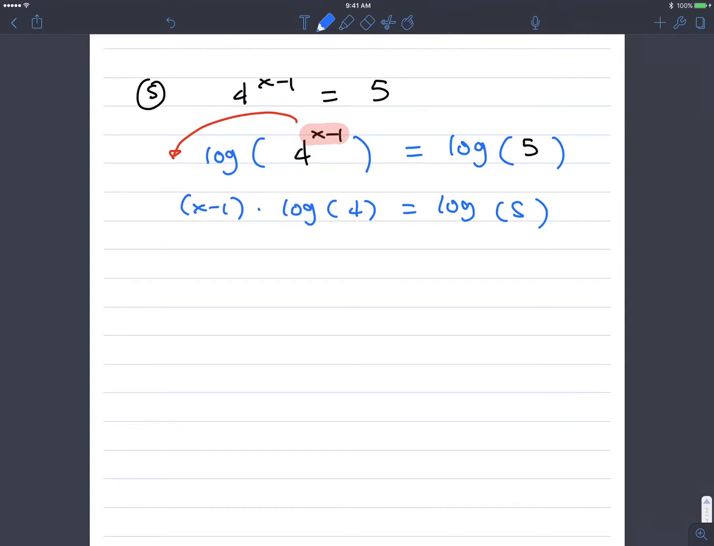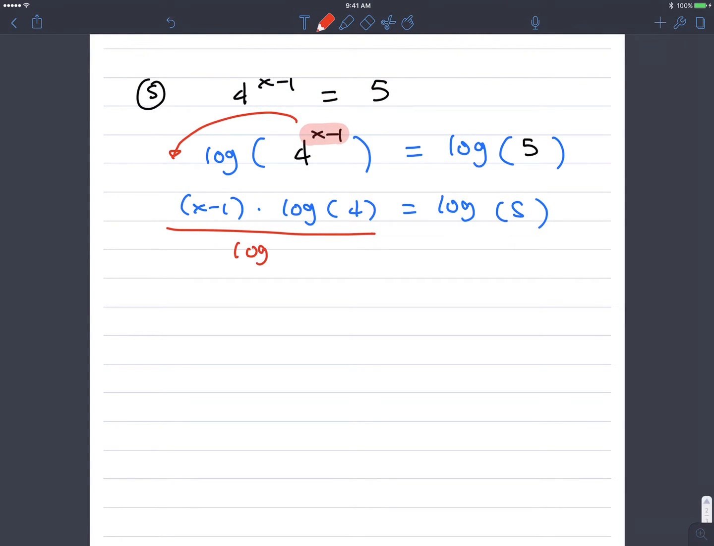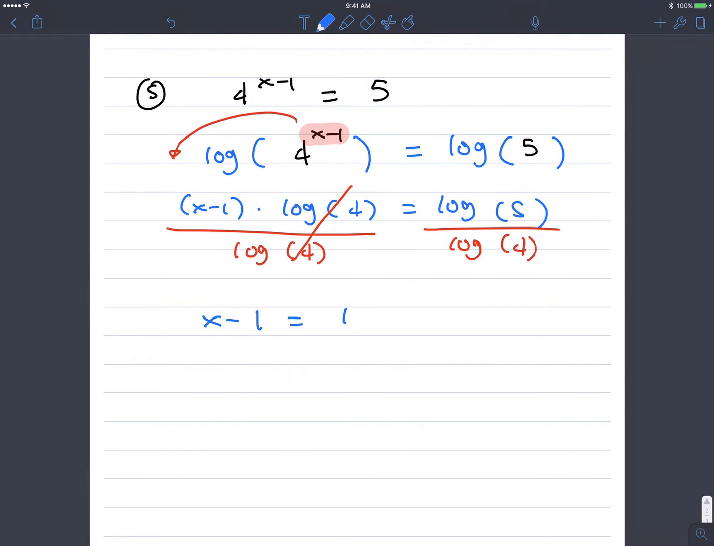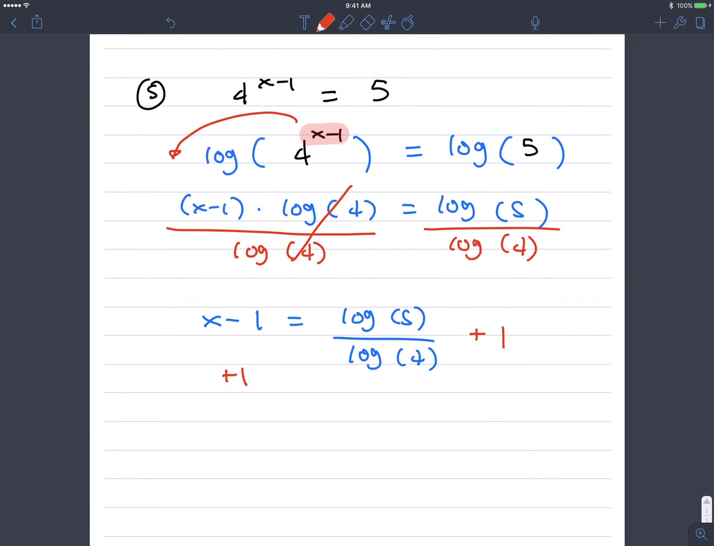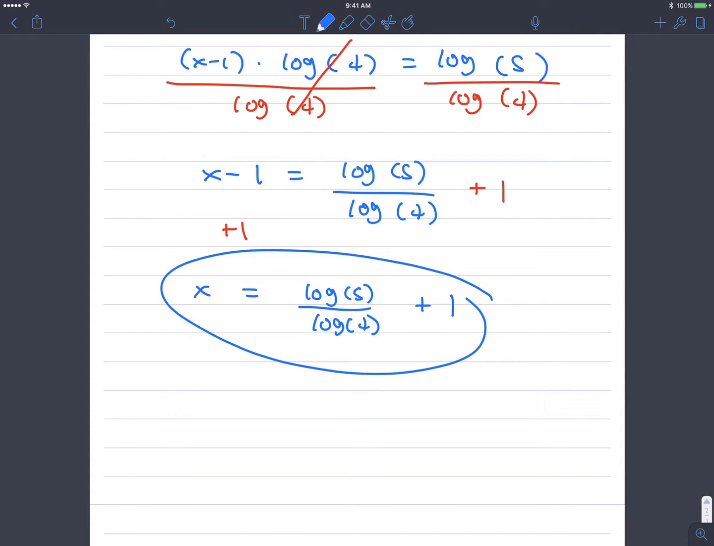Now there are different things that we can do. Remember, we're going to solve for x, and log 4 is a number, so I get to divide both sides again by log 4. Log 4 is gone. I get x minus 1 is log 5 divided by log 4. So we're going to add 1 to both sides. We finally get x equal to the value log 5 over log 4 plus 1. And this is how we can solve for x.